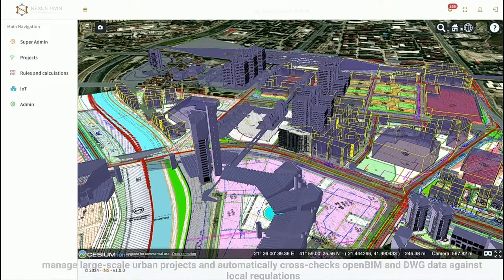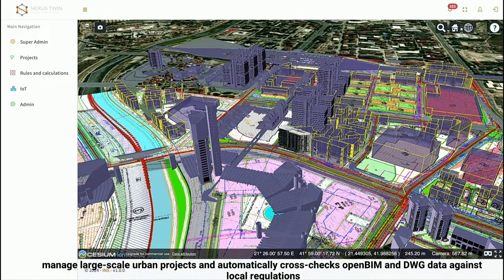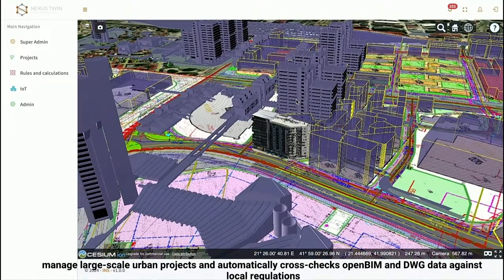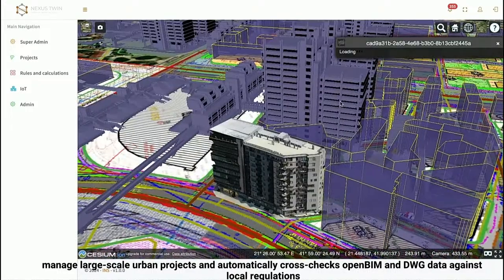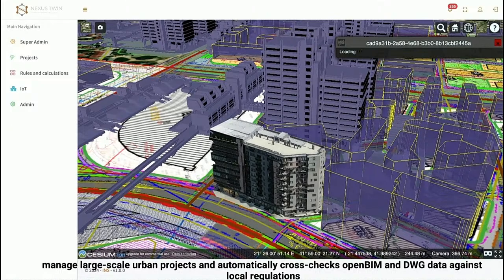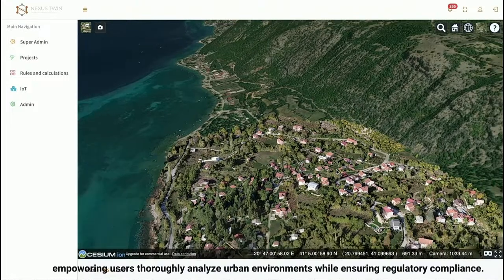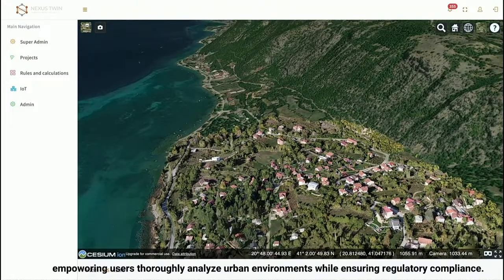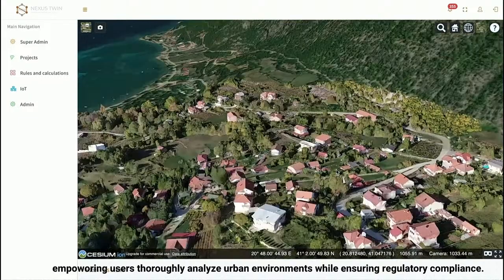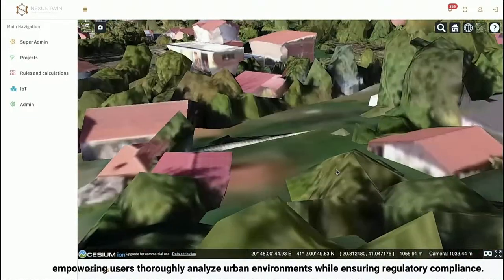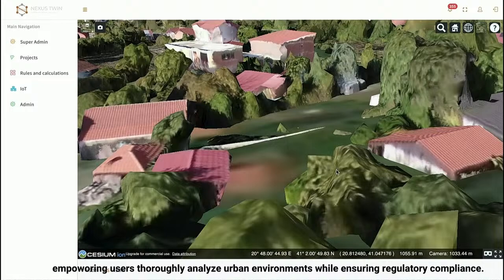The digital twin framework of Nexus Twin not only provides users with essential data insights for effectively managing large-scale projects in urban development, but can also automatically cross-check the OpenBAM and DWG data against local regulations. This feature empowers city planners, architects, engineers, and policymakers to comprehensively visualize and analyze various aspects of urban environments while ensuring compliance with relevant regulations.